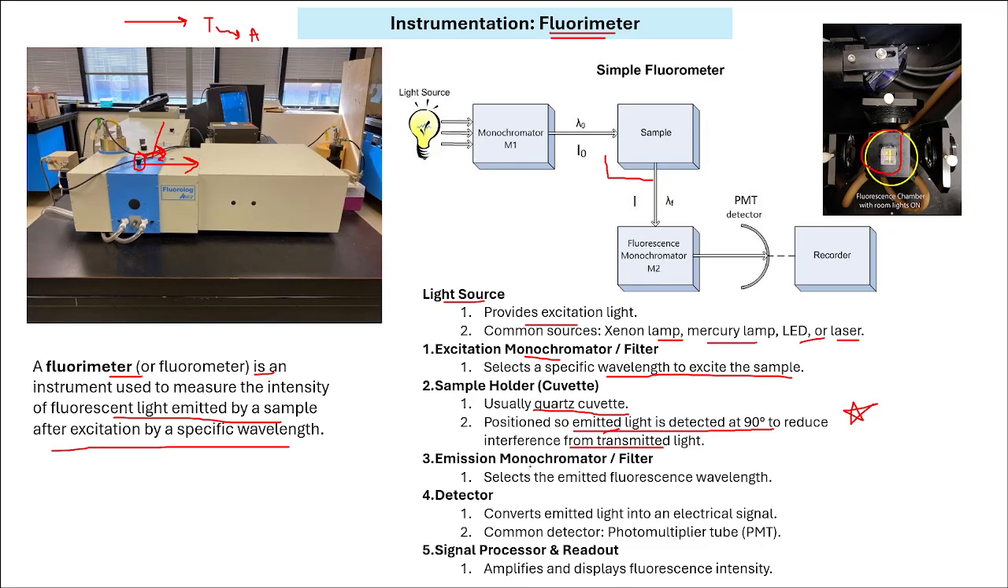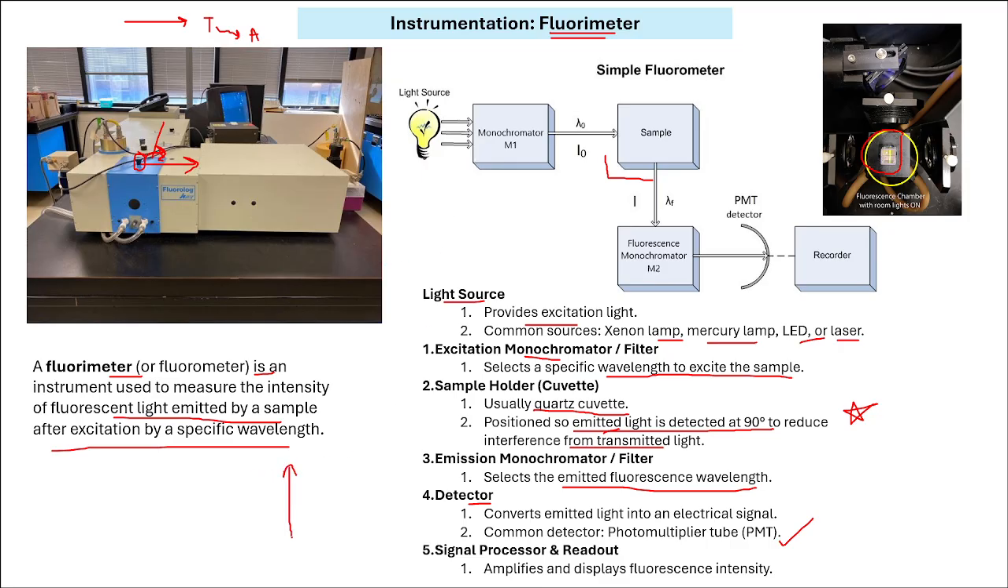Now, the emission monochromator or filter again selects the emitted fluorescence wavelength. Then the detector converts emitted light into an electrical signal, and again the detector is the same photomultiplier tube. Now there are some other highlights and other points as well. You need to take care of the fluorescence intensity.